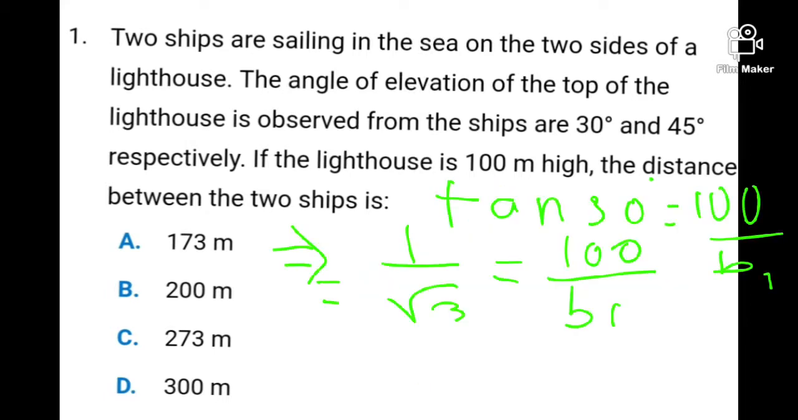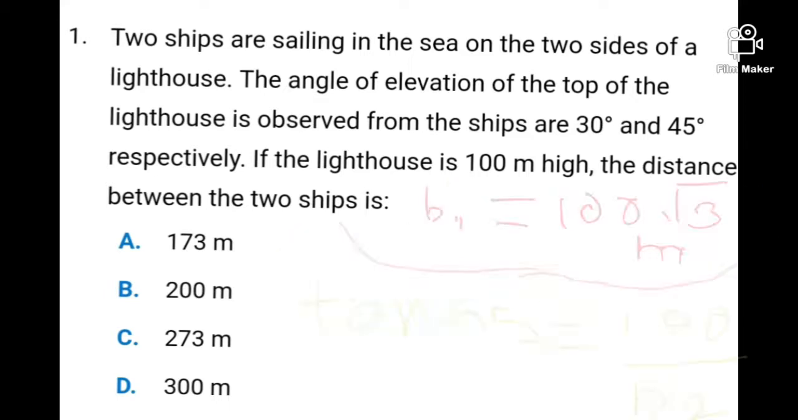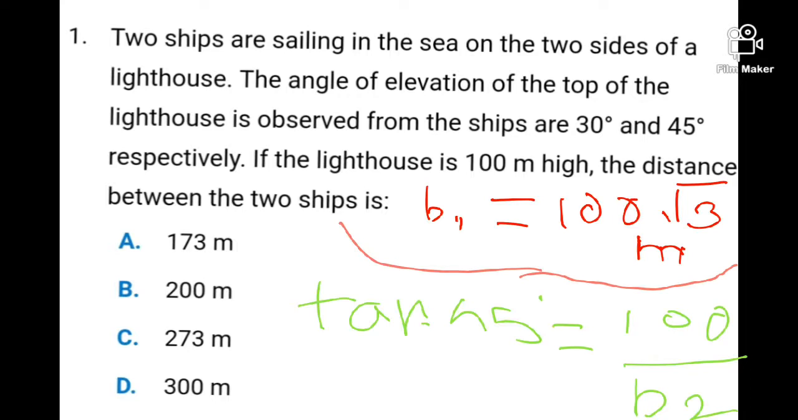So here we take tan theta. We take tan theta because it is equal to perpendicular by base, and since the perpendicular is provided and the base is needed to be found, we take tan theta. Here tan 30 degree is equal to 100 by b1, and from here we get 1 by root 3 is equal to 100 by b1, since tan 30 degree is equal to 1 by root 3. So now by cross multiplication we get b1 is equal to 100 root 3 meter.